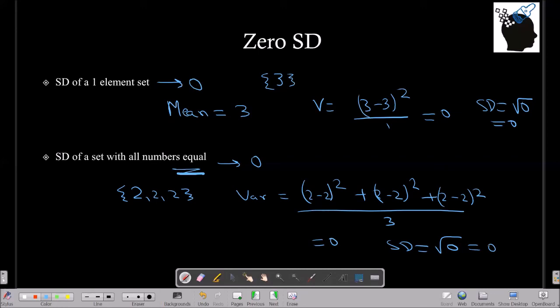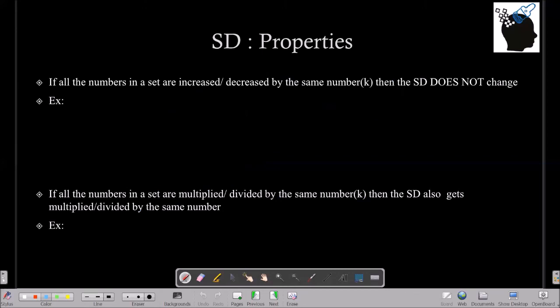Now let's see some of the properties of standard deviation. So if all the numbers in a set are increased or decreased by the same number, then the standard deviation does not change. This property is the same as variance. Since the variance does not change in this case, and standard deviation being the square root of variance will also not change. Now if all the elements in a set are multiplied or divided by the same number, then the standard deviation also gets multiplied or divided by the same number.